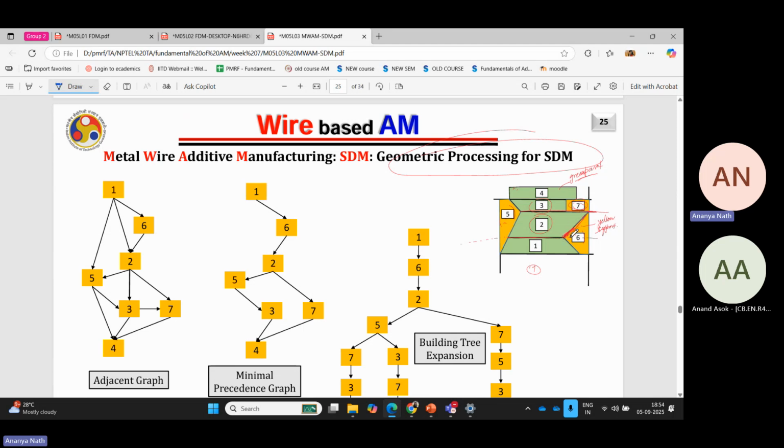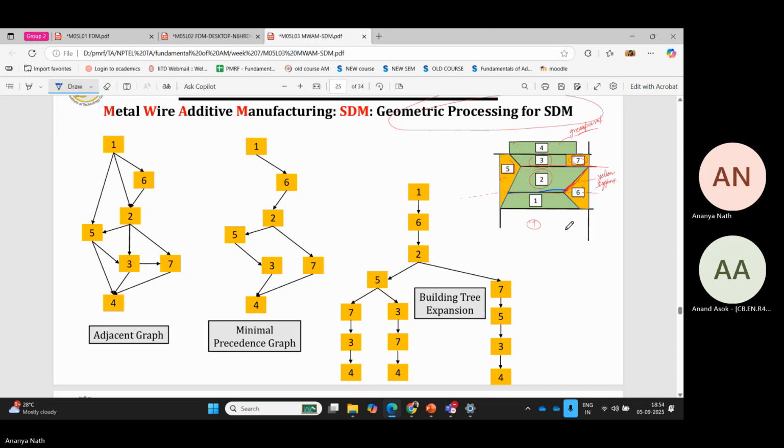If you see this part, here is my first turn. So I will subdivide this part from here. This is my zone 1. Now, then we have a next bend here. So this is my zone 2. Here we have the next bend. So this is my zone 3.